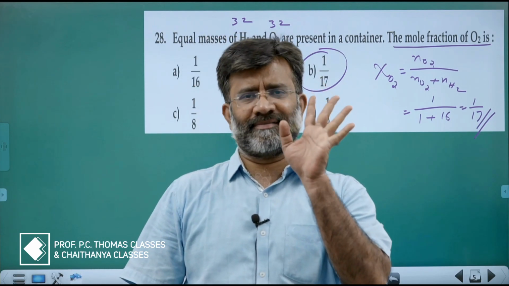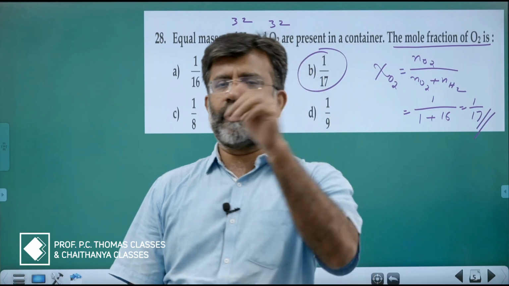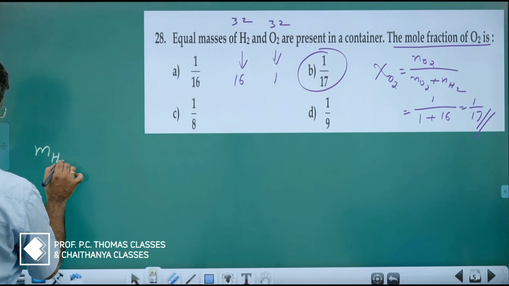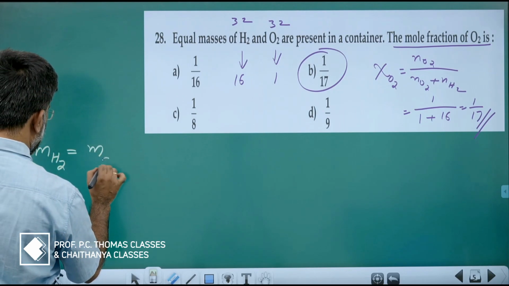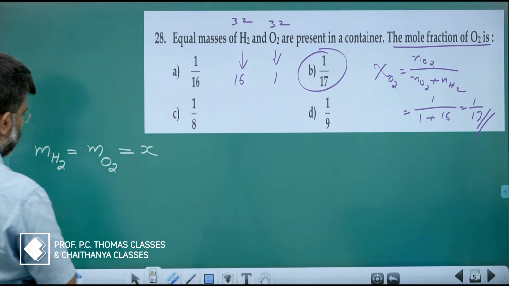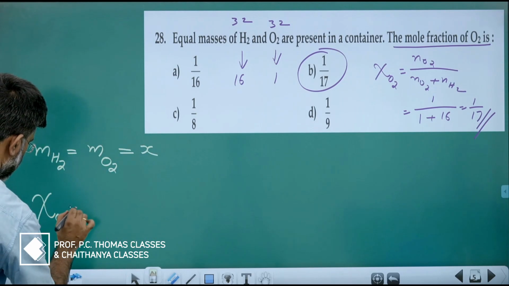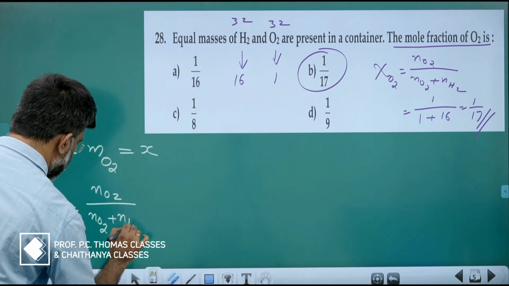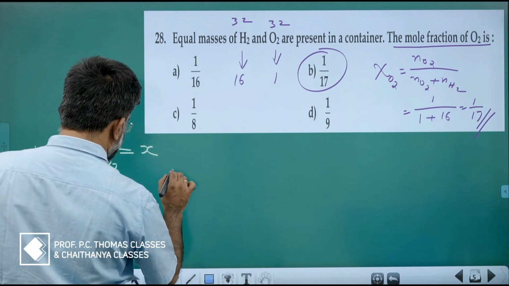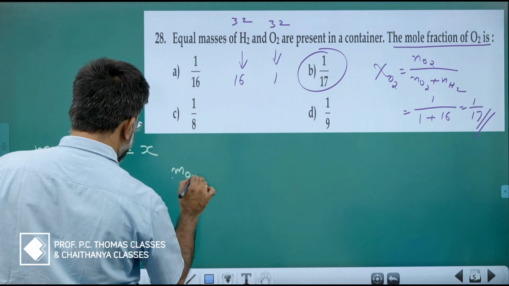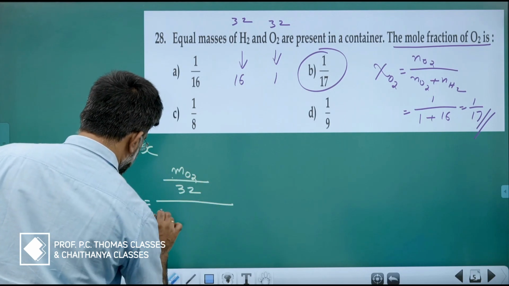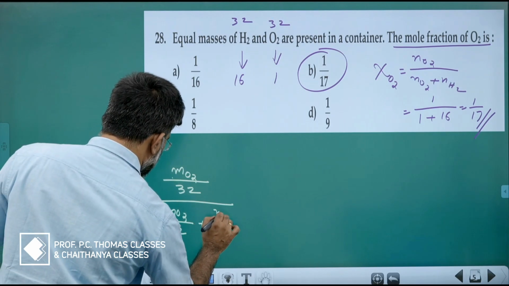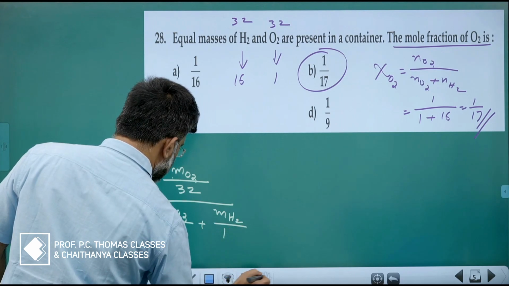You can take any mass, but it must be equal. That's all. Mass of hydrogen must be equal to mass of oxygen. Let it be X. Mole fraction of oxygen is number of moles of oxygen by number of moles of oxygen plus number of moles of hydrogen. That is mass of oxygen by molar mass of oxygen, divided by mass of oxygen by molar mass of oxygen plus mass of hydrogen by molar mass of hydrogen.